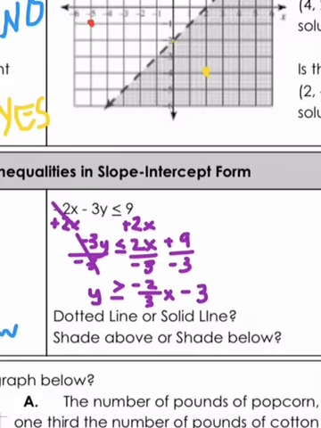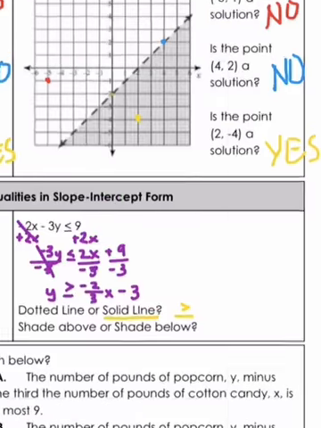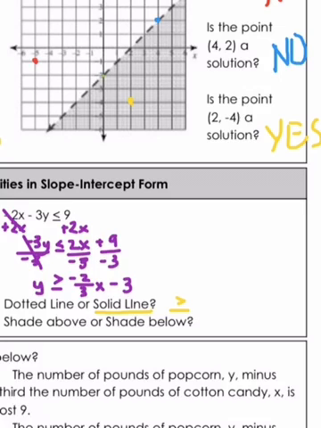Okay, so this one, dotted or solid? It has this symbol with the line, so that is going to be a solid line. And shaded above or below? Well, that symbol does not make the L, so that means it is above.